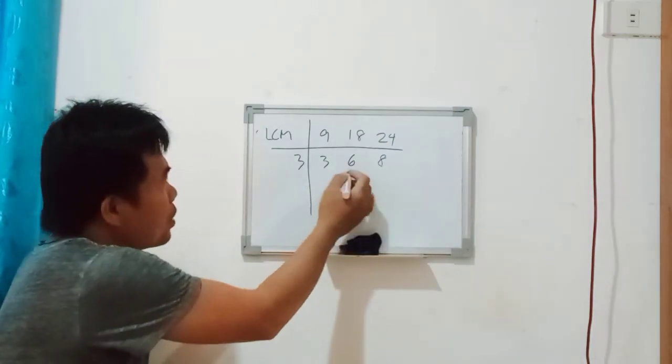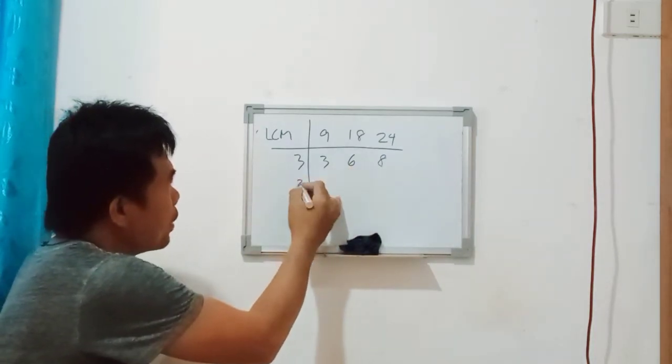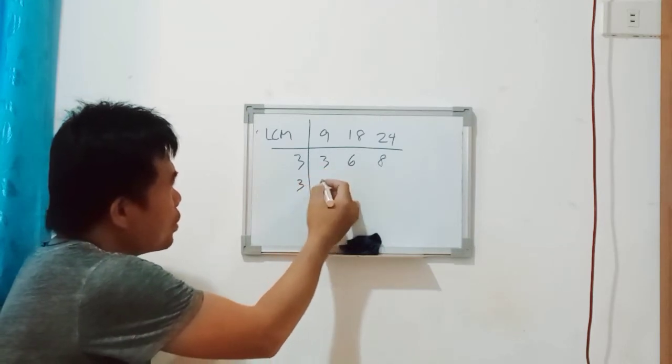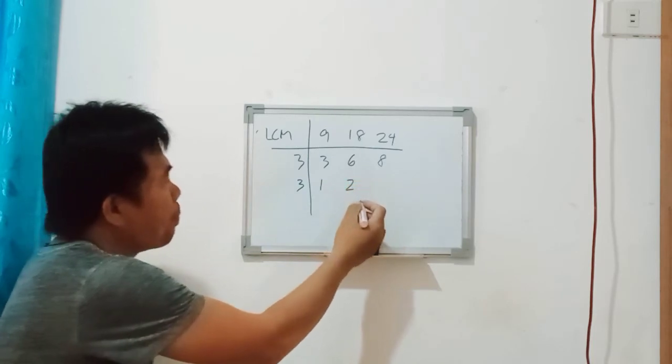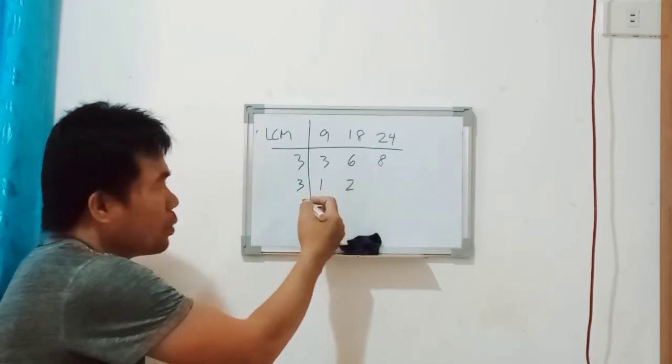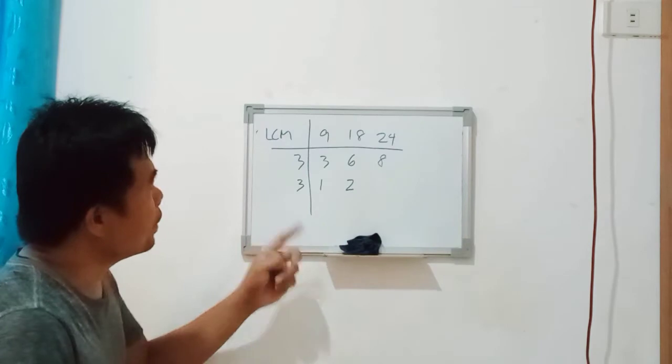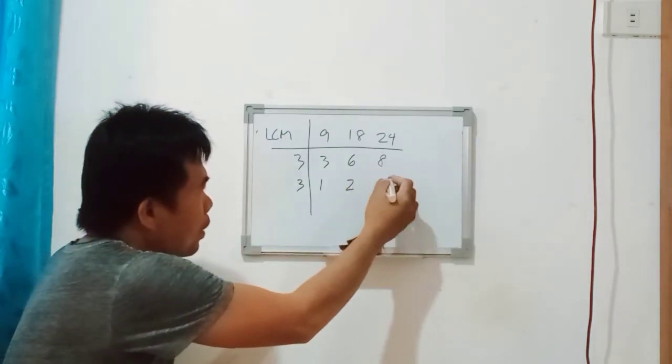So the prime factor for 3 and 6 is 3. 3 divided by 3 is 1. 6 divided by 3 is 2. 8 divided by 3 cannot be, so therefore, we bring down 8.